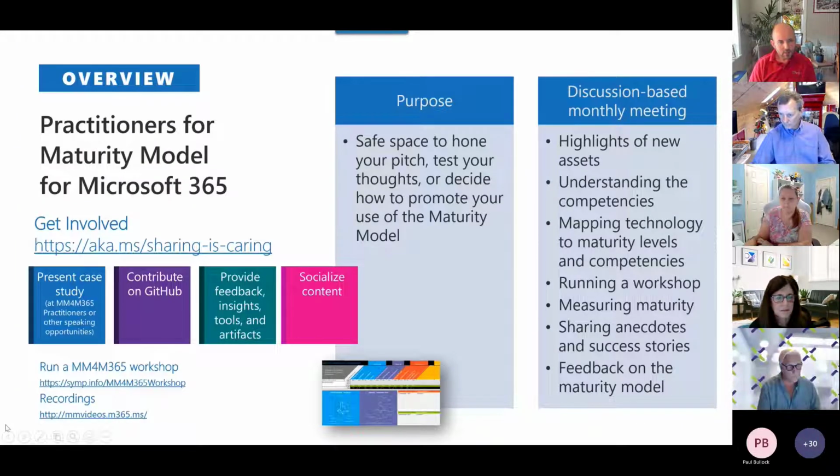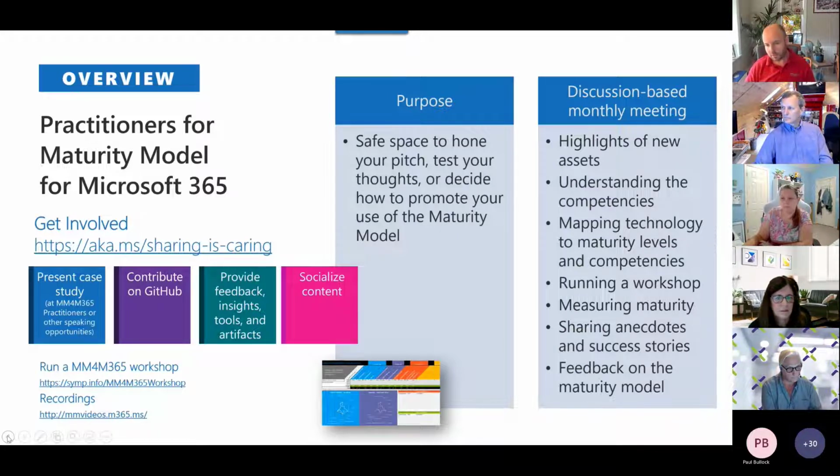Thanks, Mark. So if you want to get involved, this is what it's all about. It's all about you, really, and we want to get you involved and see how you can make the maturity model for Microsoft 365 better, learning your success stories, what has worked for you, what hasn't worked for you. So please reach out. There are a number of different ways you can reach out. You can present a case study, which would be fantastic. I'd love to have one of those. Contribute on GitHub, where we've got issues and discussions, so we can have a chat around your thoughts, and use that to provide feedback as well.